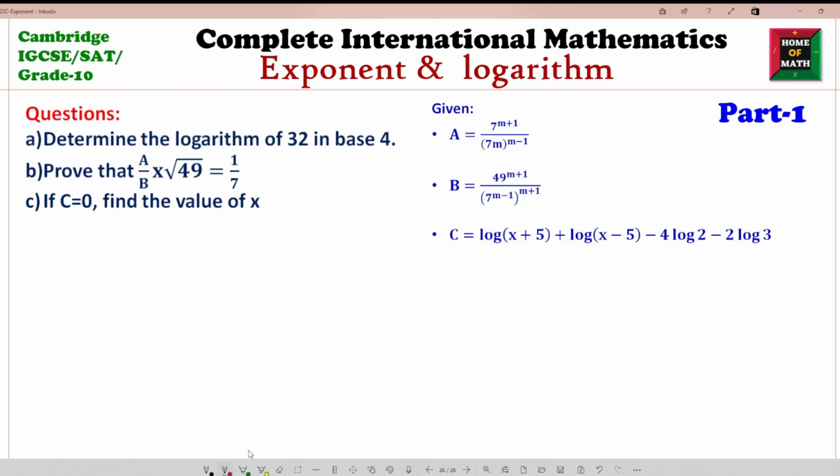This is a very important question for any kind of international mathematics examination. Let's start.